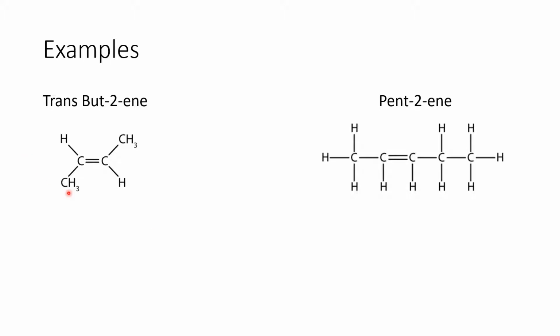As you can see here, there's 4 carbons, and the second carbon is where you find the double bond, so it's butene. However, it's trans. The atoms are on different parts of the compound, so we call this trans-butene. In this example, there's 5 carbons, and the second carbon is where you find the double bond, so you call this pent-2-ene.